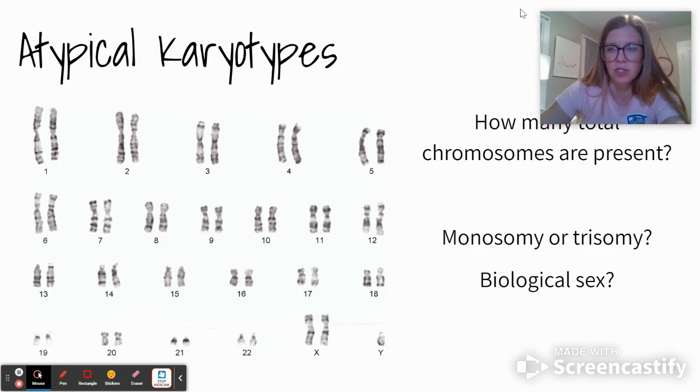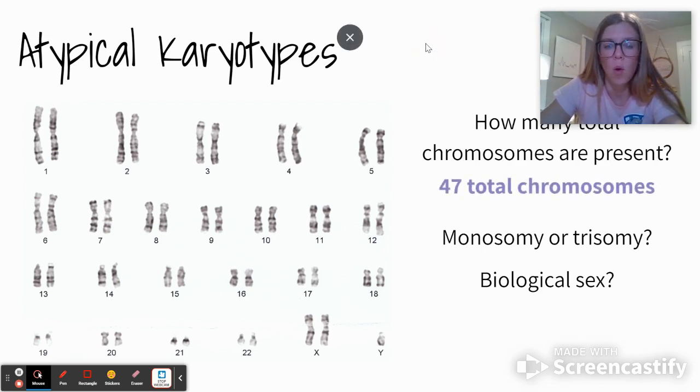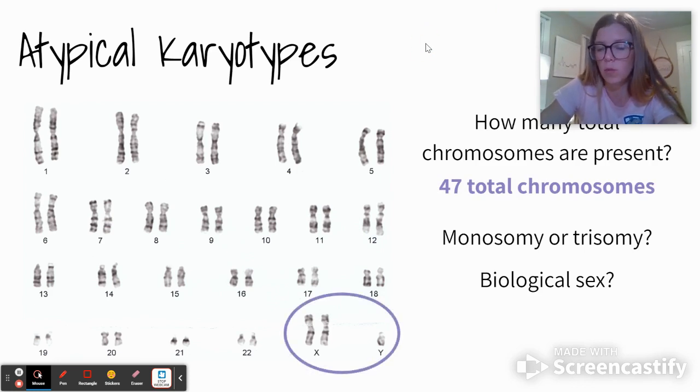Now, where we're going to transition into next is being able to examine karyotypes that are atypical. Along the lines of what we went through real quick, the basics of identifying biological sex, and on that last slide we talked about how 46 chromosomes are the typical number present in human diploid cells. So if you examine this right now, how many chromosomes are present in this karyotype? Hopefully you identified 47 total chromosomes. That is 1 more than what is typically in human karyotypes.